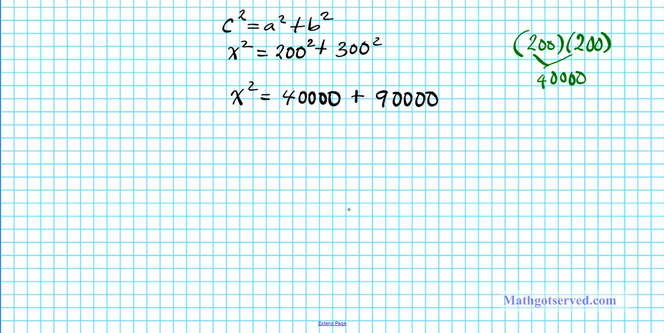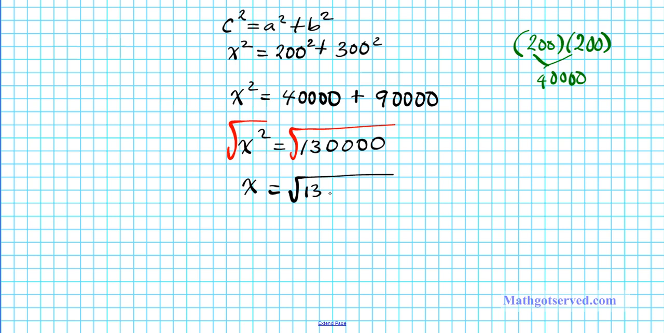Okay, let's simplify that. I'm going to have x squared equals 130,000. Now to get x by itself, you take the square root of both sides, and then you have x is equal to the square root of 130,000. Gotta be careful, there's zeros here. We don't want to lose anyone.